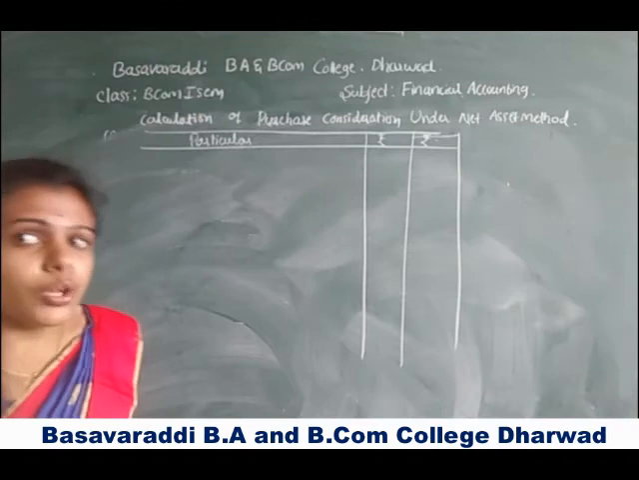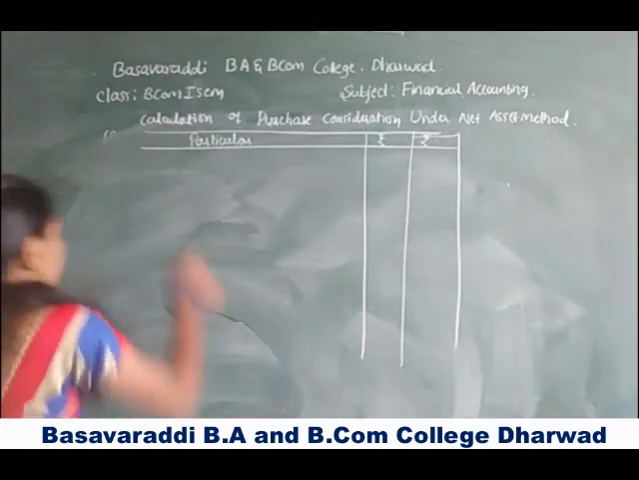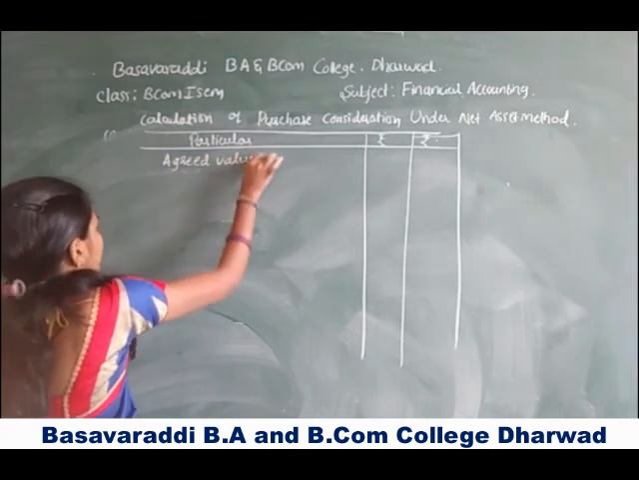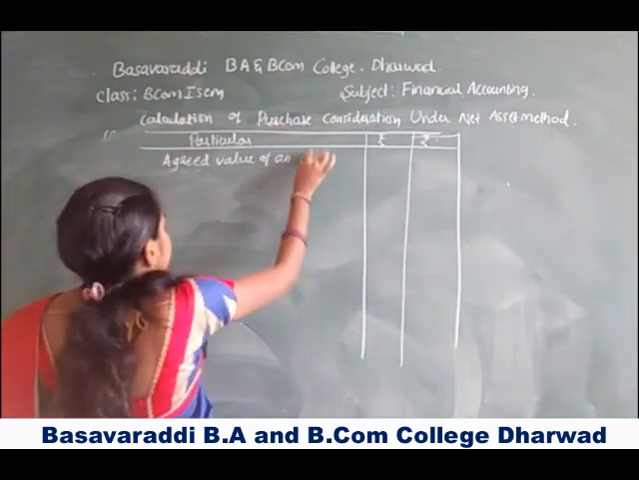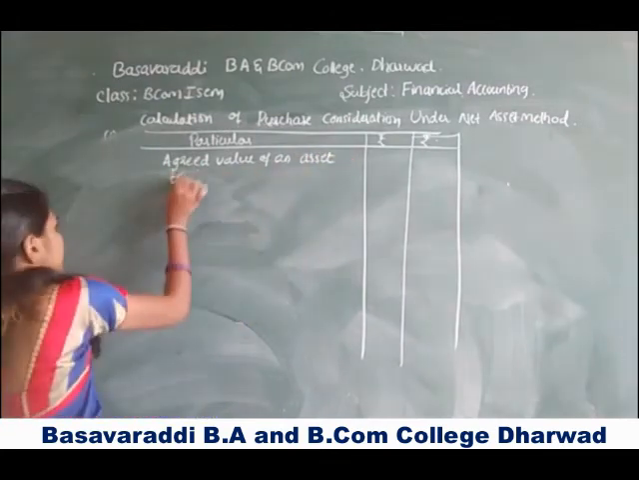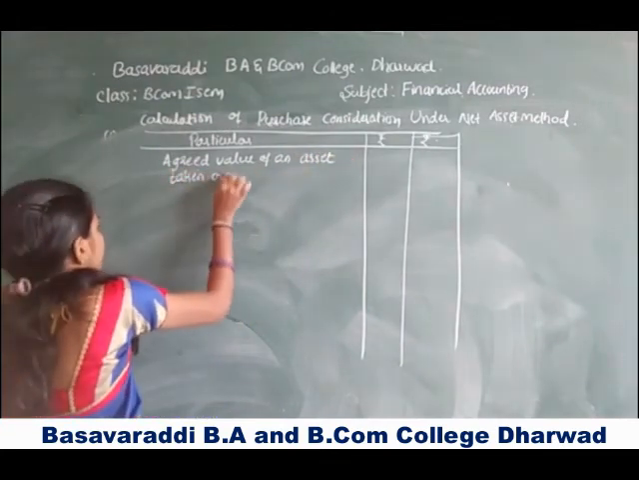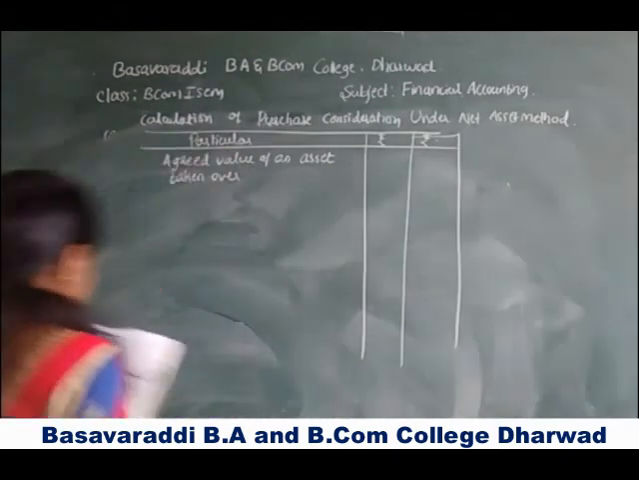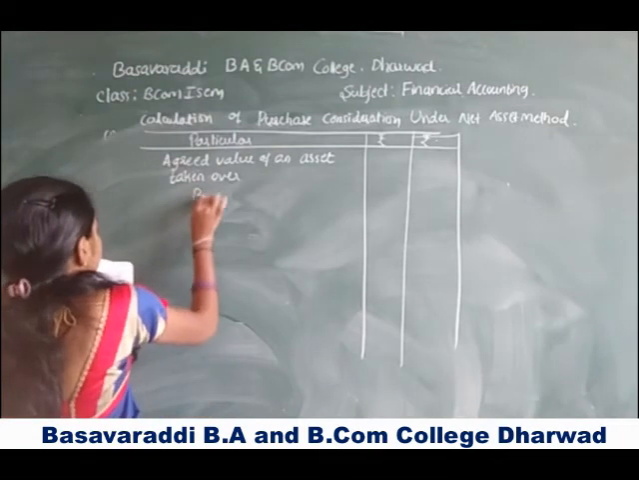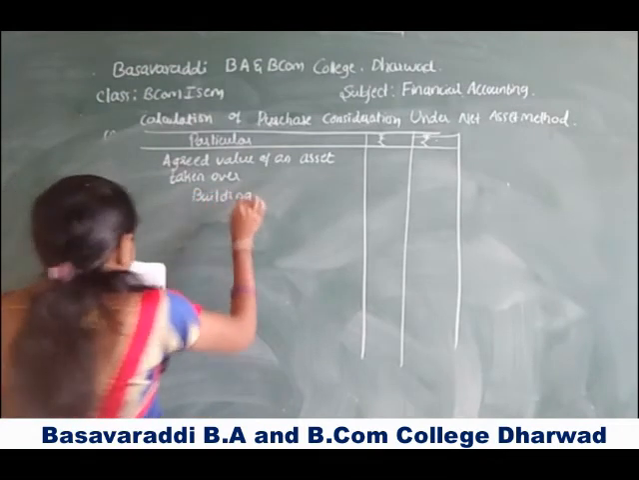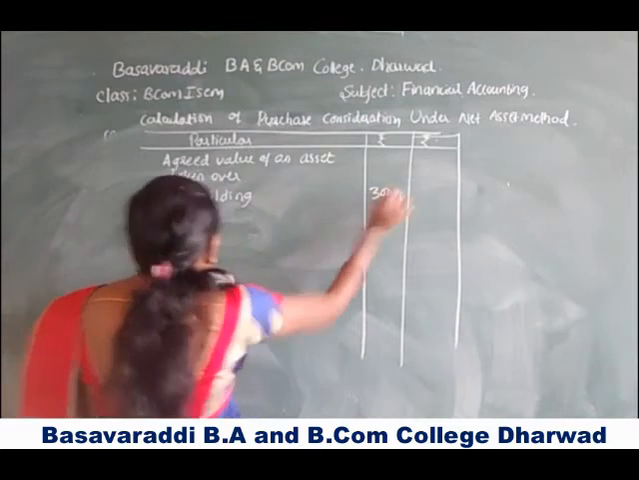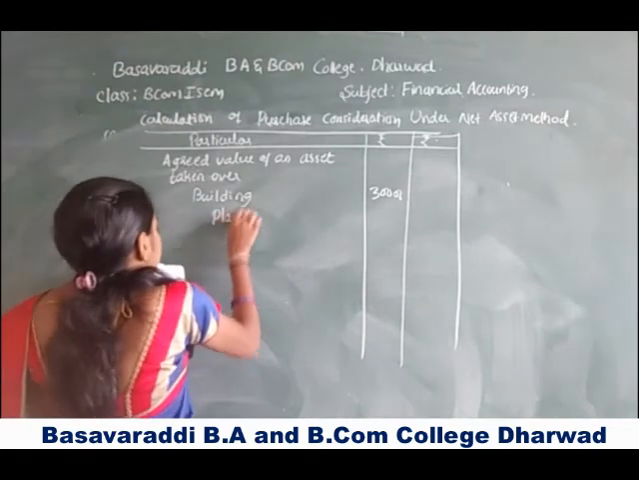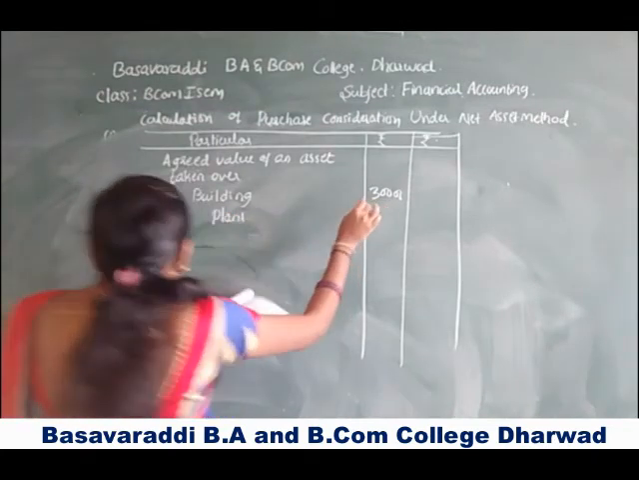First, agreed value of assets taken over. Building of rupees 30,000 and plant 45,000 rupees.